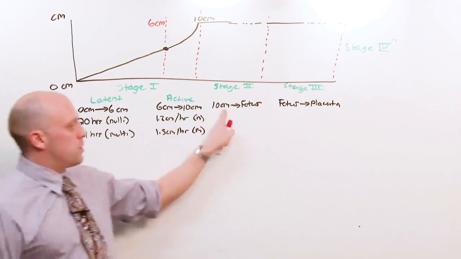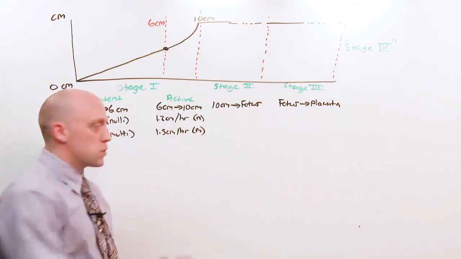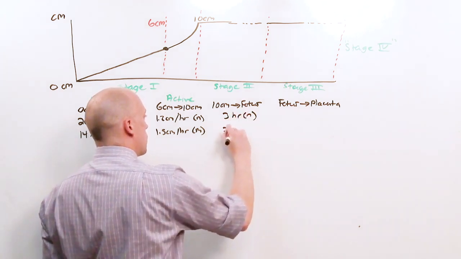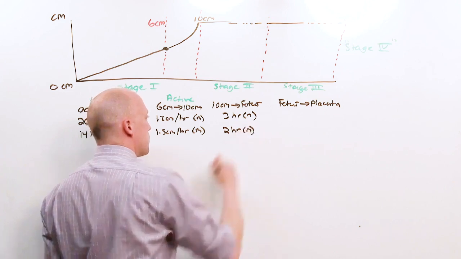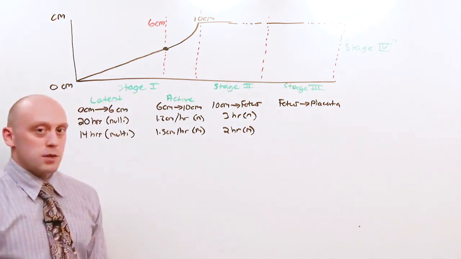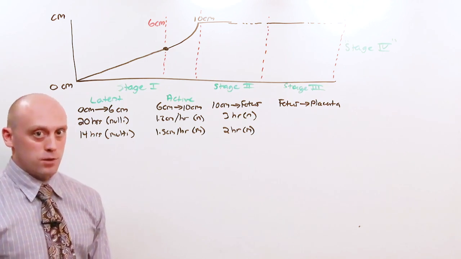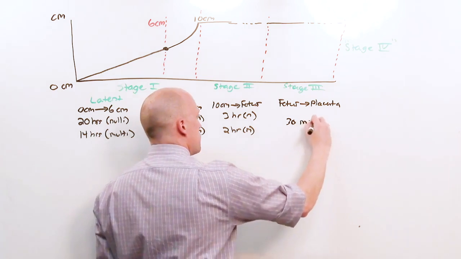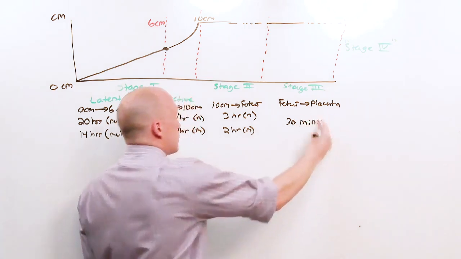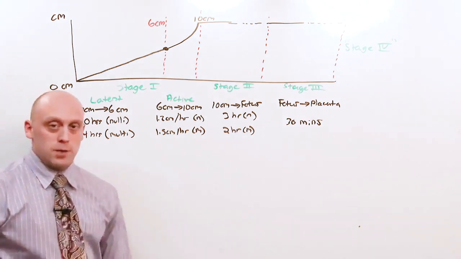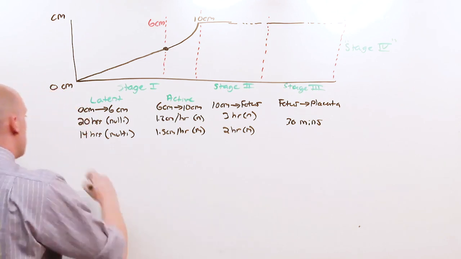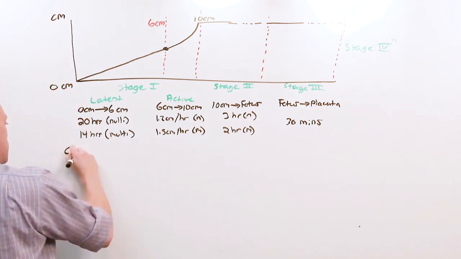Stage 2, 10 centimeters to the fetus being delivered, should take 3 hours for a nulli and 2 hours for a multi. And fetus to placenta, regardless of how many times you've delivered, should take less than 30 minutes. And so we've been talking about cervical dilation, and that's one of the big things that comes up in the pathophysiology questions, is going to be, how do you get cervical change?